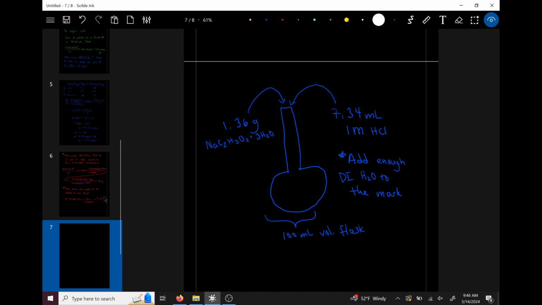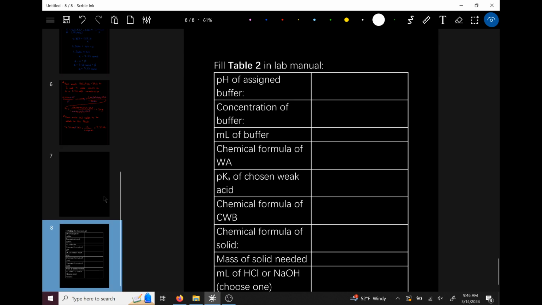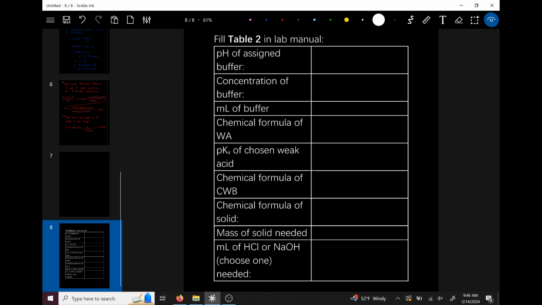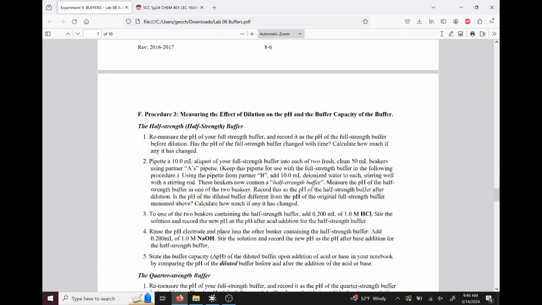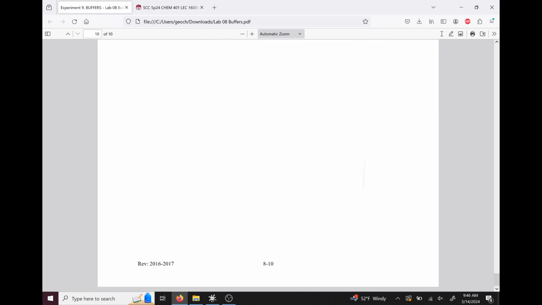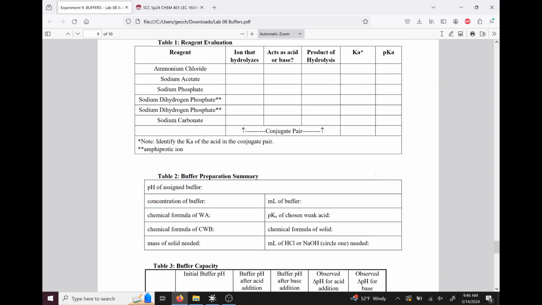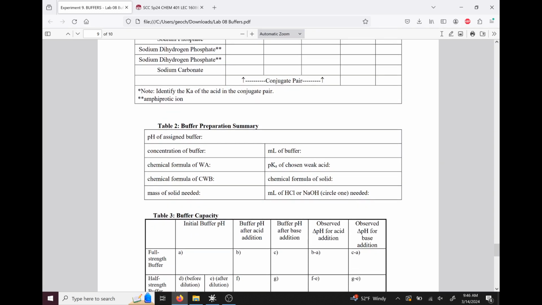All right. So now we can actually fill out the table in the very last page here, right? This is table 2 as it's seen in your lab manual. So if I go to the manual here and go all the way to the bottom, let's see, did I go too far? Yes, I did. Right here, buffer preparation summary. This table has to be filled out before you walk into the lab. If it's not filled out, I will not let you start. You will get a 0 and I'll see you in class. So make sure that this is completely filled out.